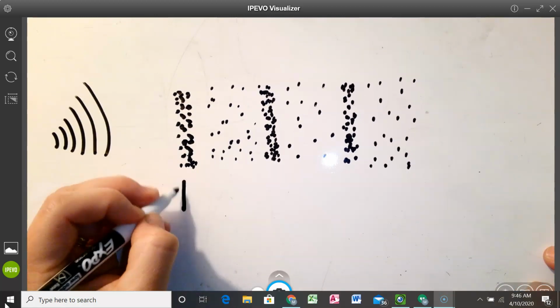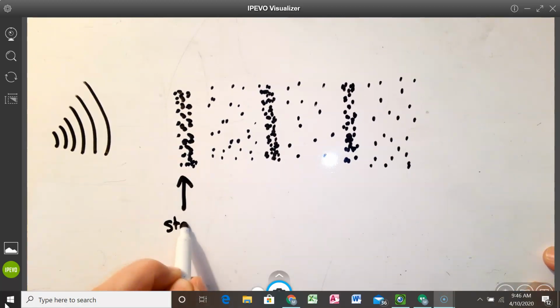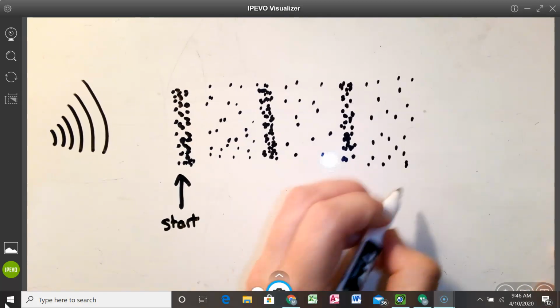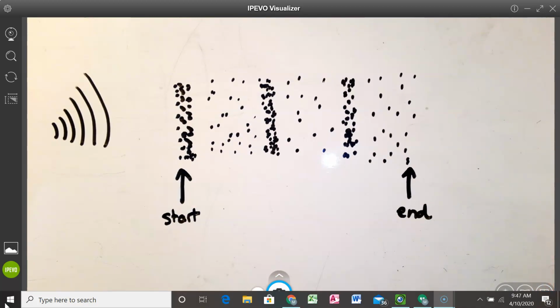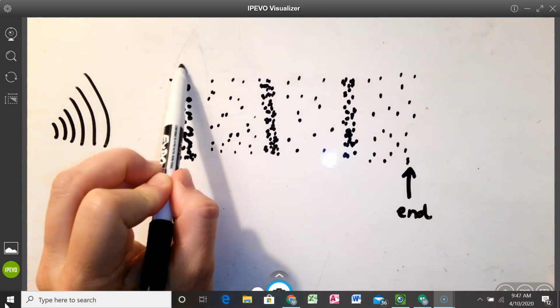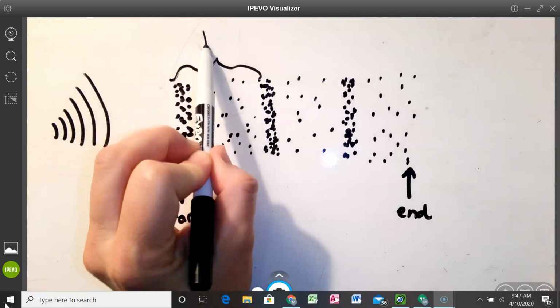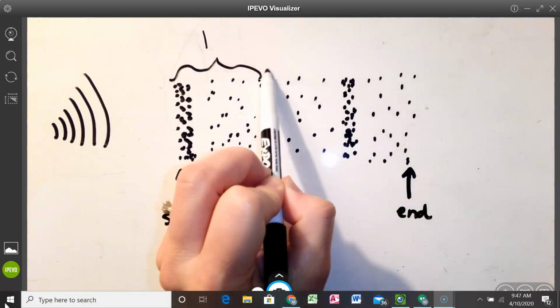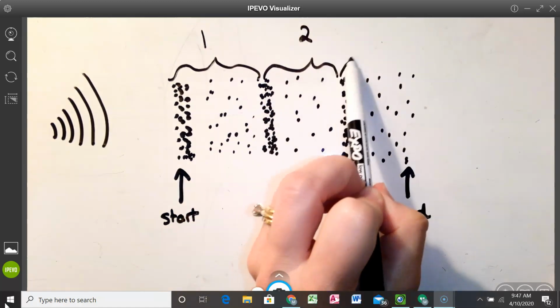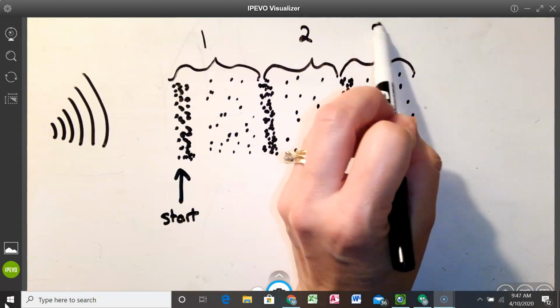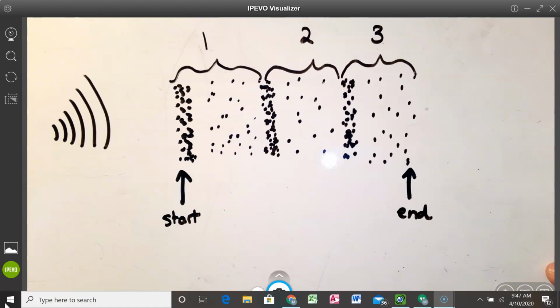So if we let this be the starting point, our measuring starting point, and this be our end point, we can look and see how many waves happen in that given amount of time. Now remember, one wavelength equals one compression and one rarefaction. So I have one wave here, and then from this compression to this rarefaction, here's the second wave, and then from this compression and this rarefaction, that's a third wave. So in this particular case, we have three waves that occur in this period of time.